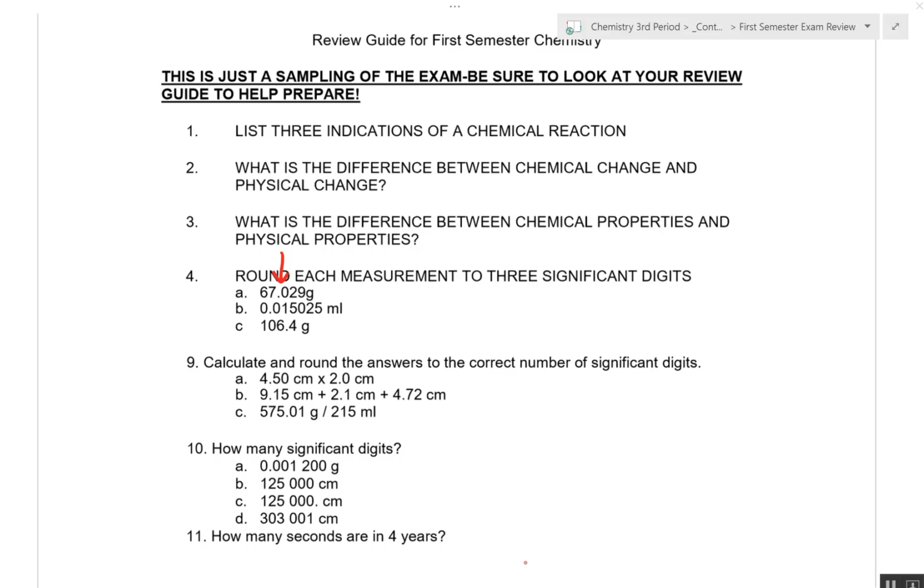This 0 here counts in sig figs because it is between two non-zero numbers. So to round this off to 3 significant digits is going to be 67.0. So that counts. This one counts, but this one does not because it's just a placeholder. So if you're rounding this one to 3, it's going to be 0.0150 because this 0 counts at the end because you're measuring out that far.